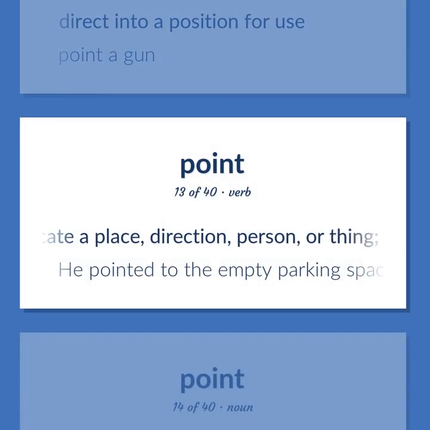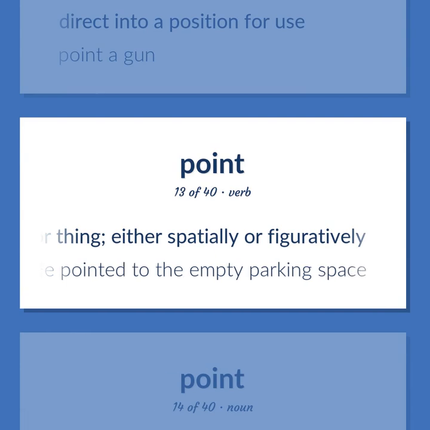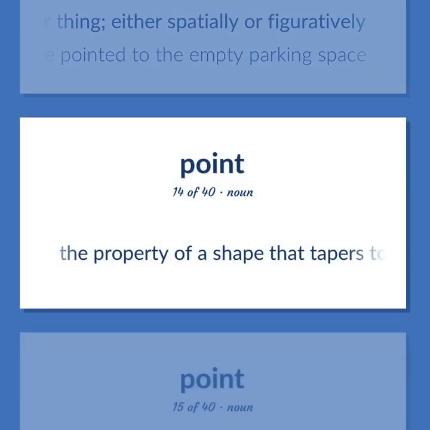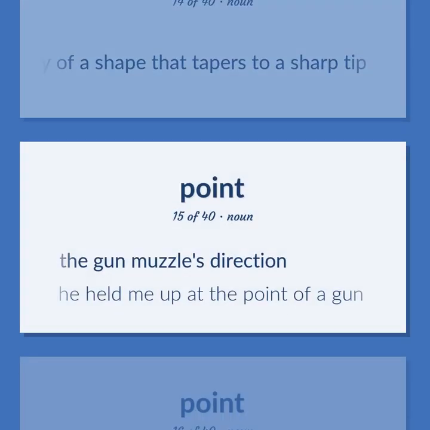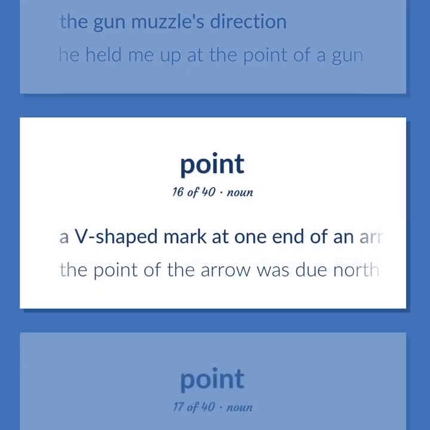Indicate a place, direction, person, or thing, either spatially or figuratively. He pointed to the empty parking space. The property of a shape that tapers to a sharp tip. The gun muzzle's direction. He held me up at the point of a gun. A V-shaped mark at one end of an arrow pointer. The point of the arrow was due north.